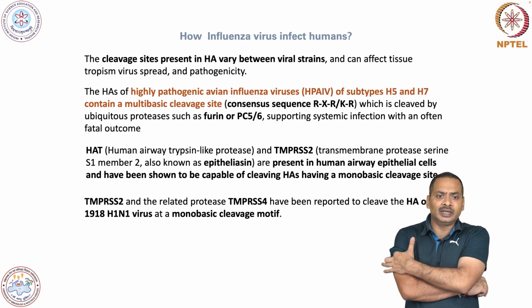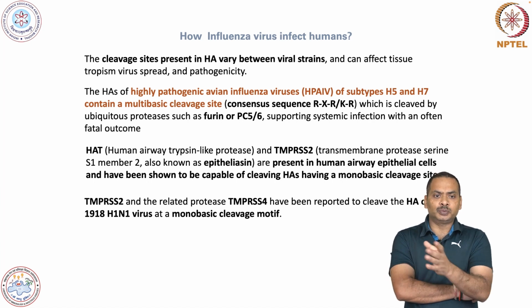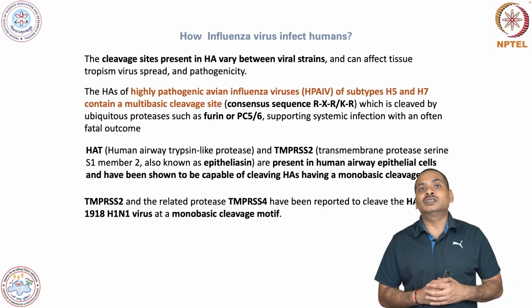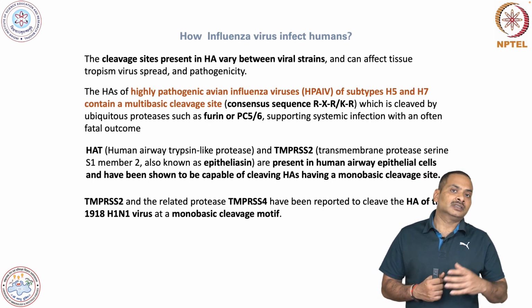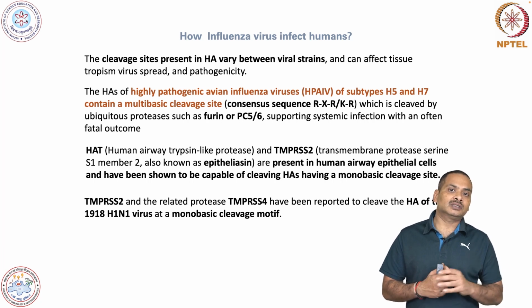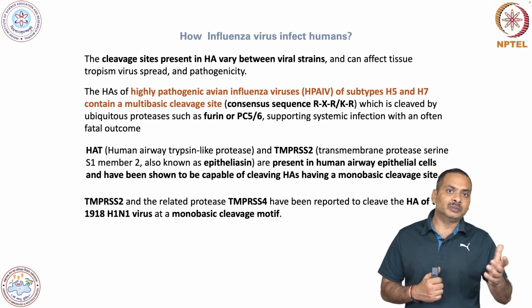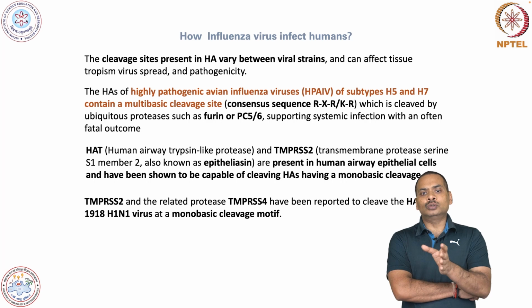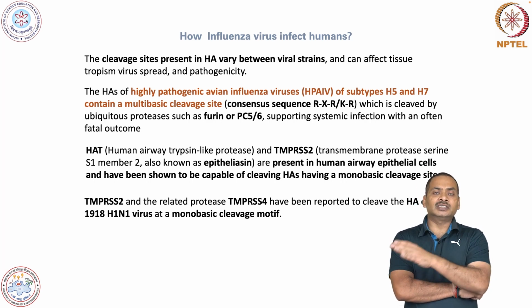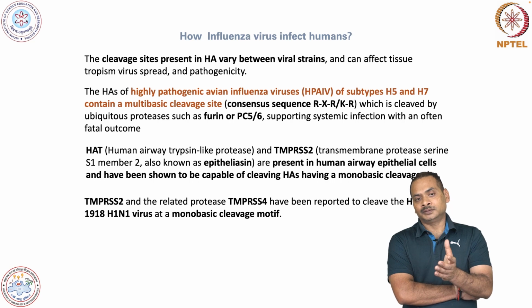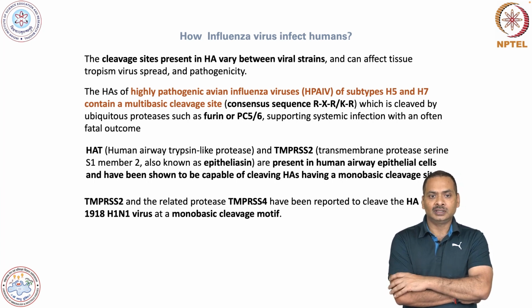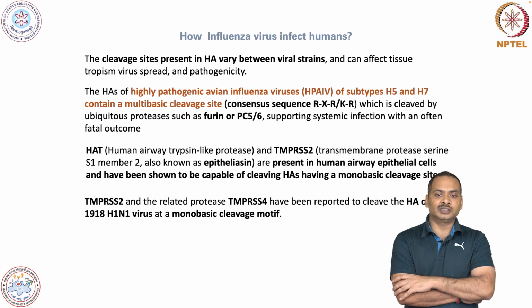TMPRSS2 and related proteases, such as TMPRSS4, have been reported to cleave the HA of the Spanish flu H1N1, which caused the pandemic in 1918, at its monobasic cleavage site. So, these enzymes cleave the HA protein in this H1N1 Spanish flu virus, which has a monobasic cleavage motif.